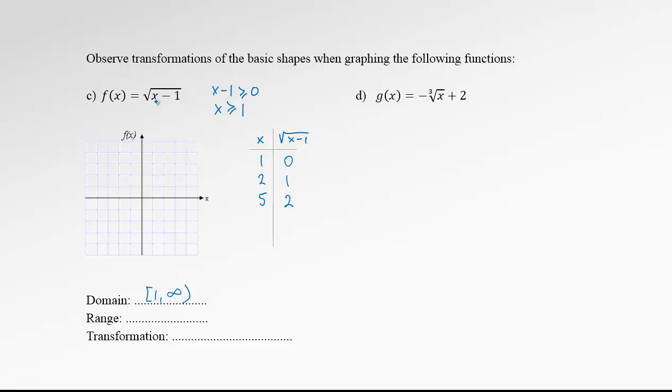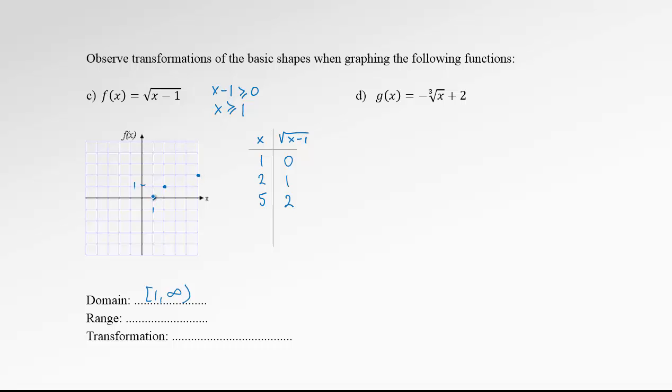Keeping in mind the shape of the basic root function, we may predict that the shape of this function will be similar. Maybe moved somewhere, but very similar. So those 3 points should give us enough information to graph. Okay, let's plot them. 1, 0, that's this point. It belongs to the graph and it is on the x-axis. 2, 1 is here. Okay, and 5, 2 is over there.